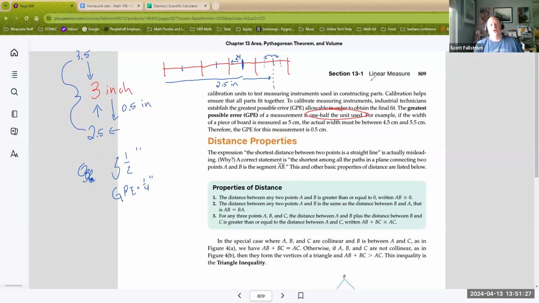We talk about linear measure. We're measuring distance. So distance is typically written without the line segment. AB with a line segment over it represents a shape. AB with no line segment over it is a distance, and that distance has to be greater than or equal to 0. You cannot have negative distances. The distance between any 2 points is the same, going either direction, from B to A or A to B.